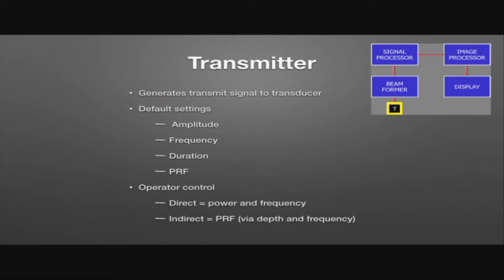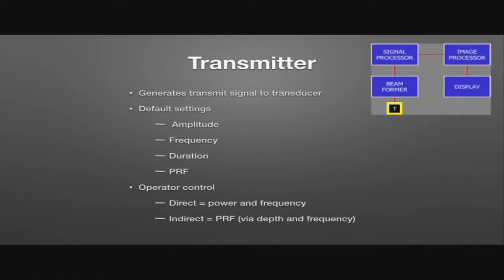So the transmitter is the part of the machine that talks to the transducer directly, and it generates that transmit signal to the transducer. It has some default settings based on what transducer you're using, and you can change these to a certain degree. But you're going to have a certain amplitude that's set, a frequency range that you could use, and that's going to determine the pulse duration that gets sent out of the transducer, which in turn is also going to be dependent on the PRF.